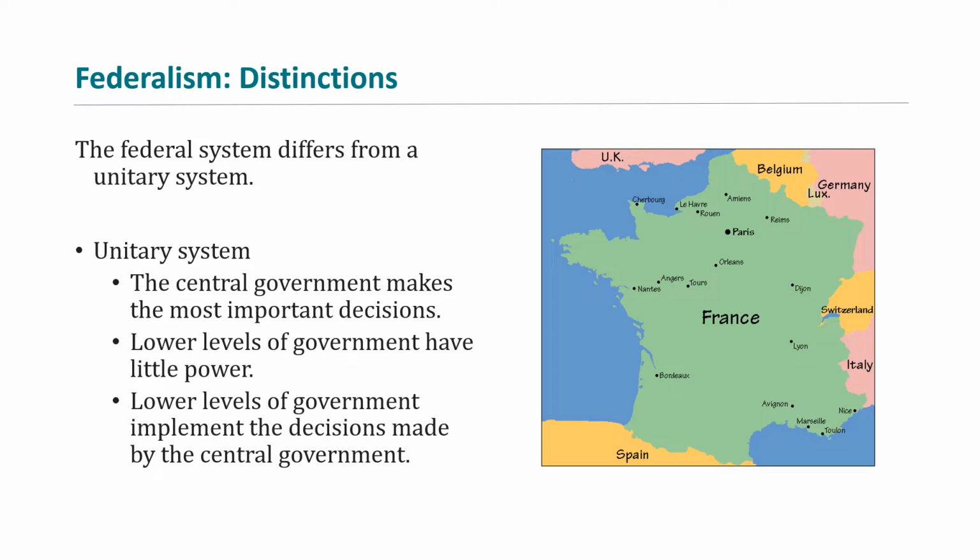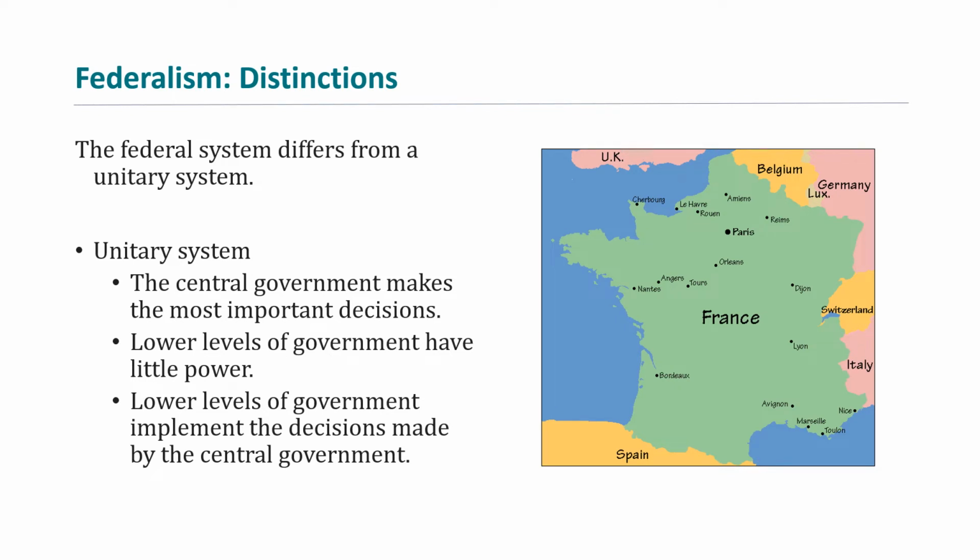The opposite of a federal system is a unitary system, where the central government makes the important decisions and lower levels of government have little independent power. In a unitary system, the lower levels of government basically exist to implement the decisions made by the central government. Small geographic areas tend toward unitary systems, while larger, more diverse areas favor more decentralized systems, like a federation, like I said, or even a confederation.